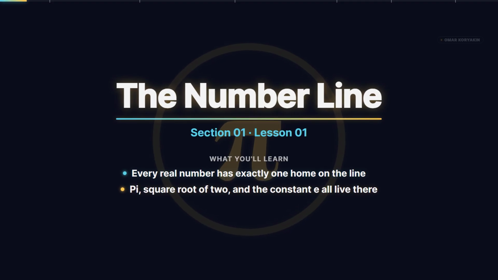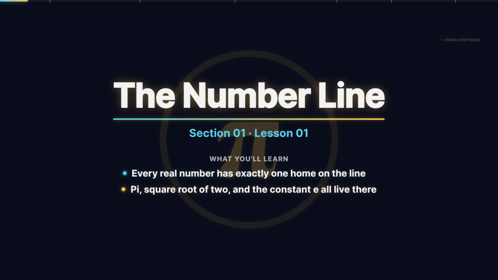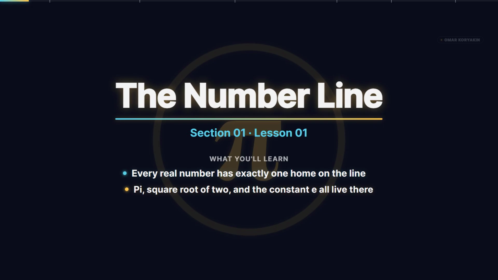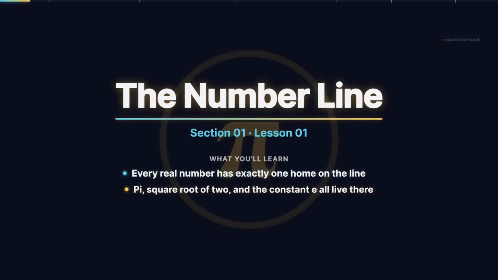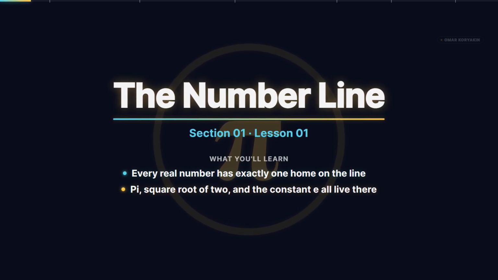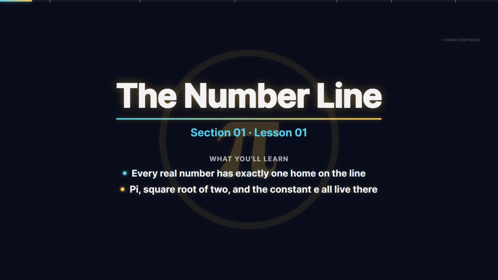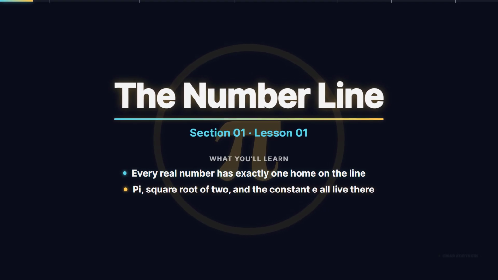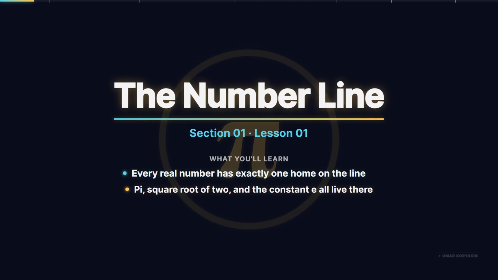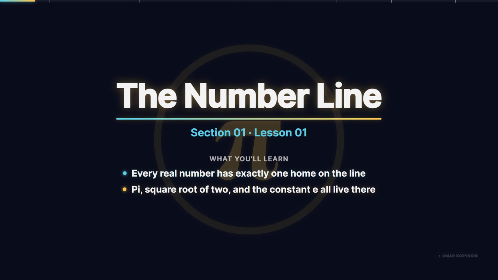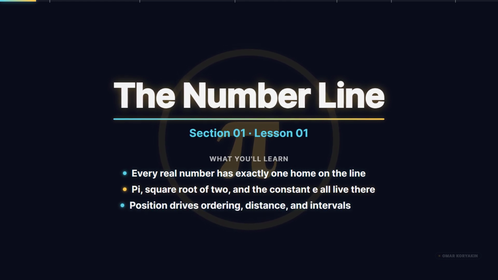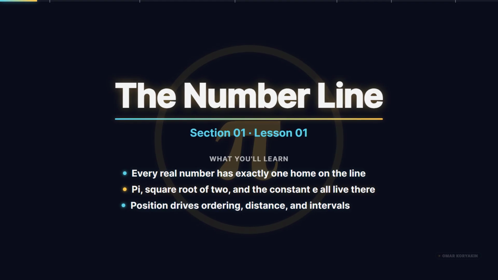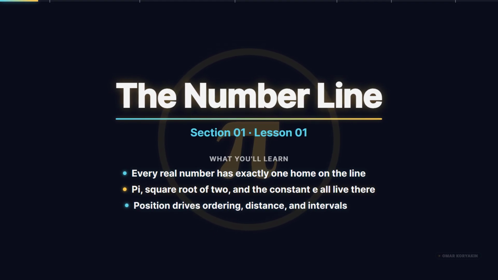Second idea on the board. Pi, the square root of 2, and the constant e all live on the same line. Right next to the integers and the fractions you already know, they are not separate kinds of numbers that live somewhere else. They are right there on the line with everything else, and we will see exactly where each one sits.